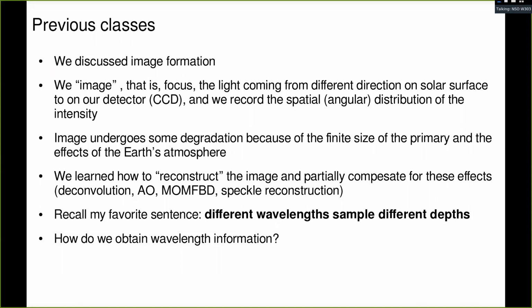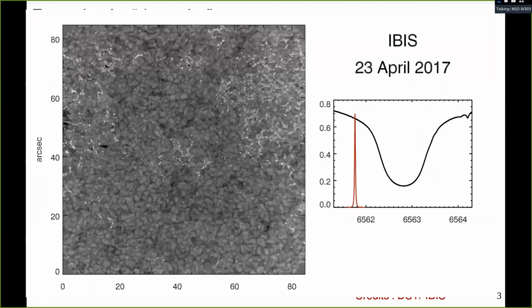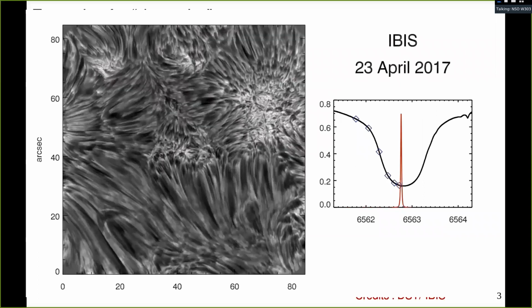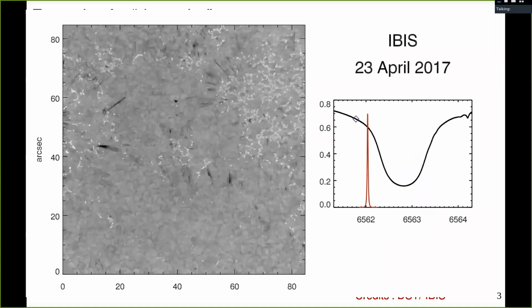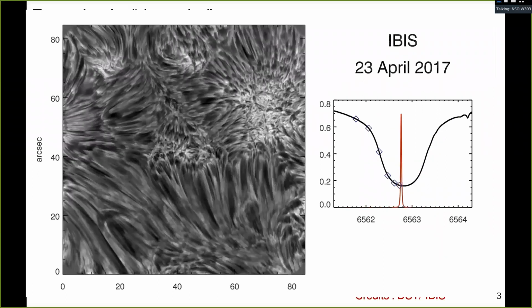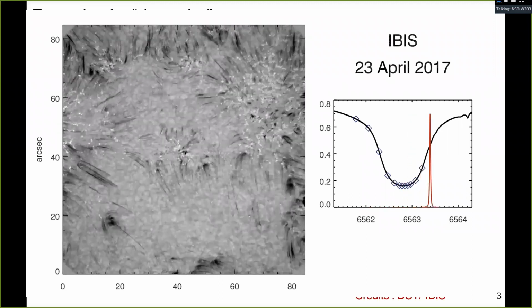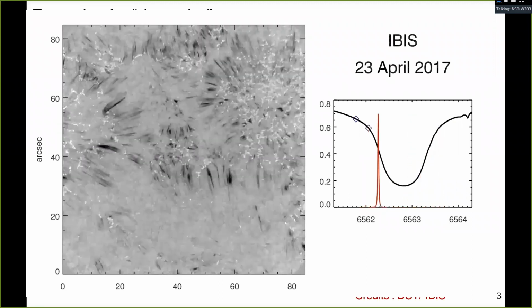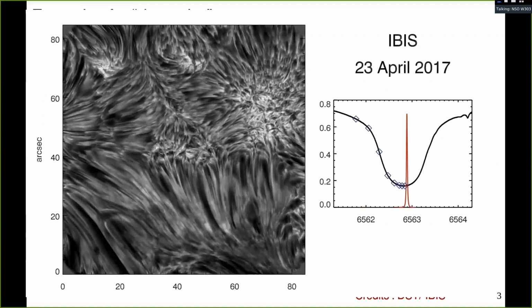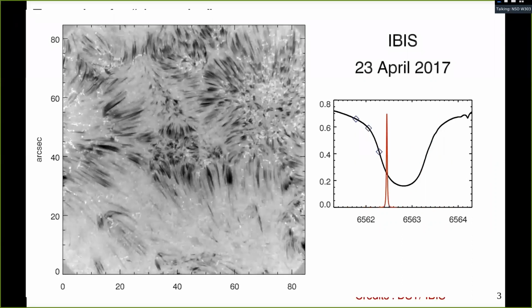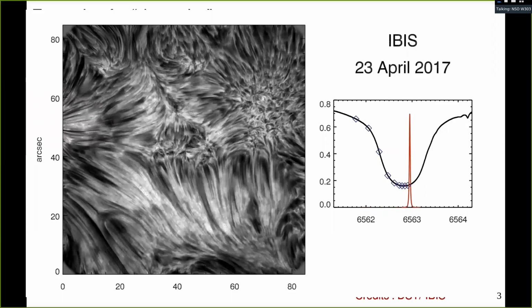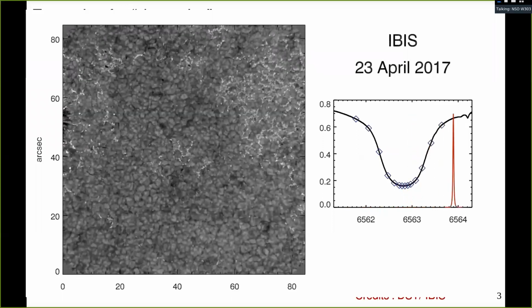But I said many times, and I'm going to say again, that different wavelengths sample different depths, and ideally what we would like to get is 3D data cubes such as this IBIS data cube that we have seen a few times by now. I'm showing it now as images of one region of the sun, successively changing the wavelength that we are looking at. This right panel suggests that we are only looking at a very narrow wavelength range, indicated by this moving red distribution.